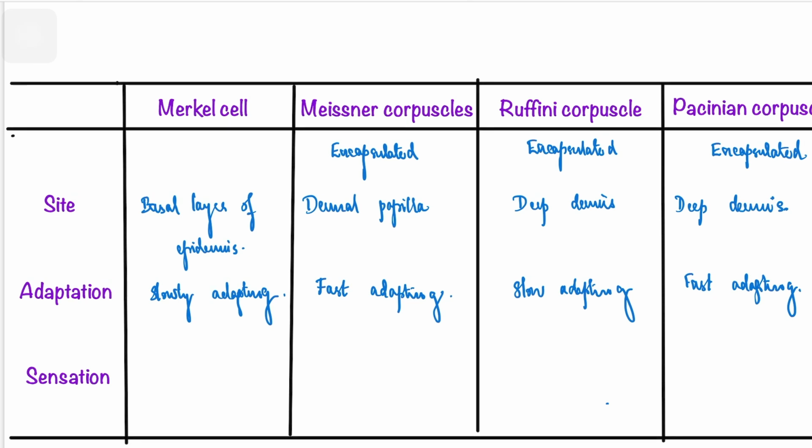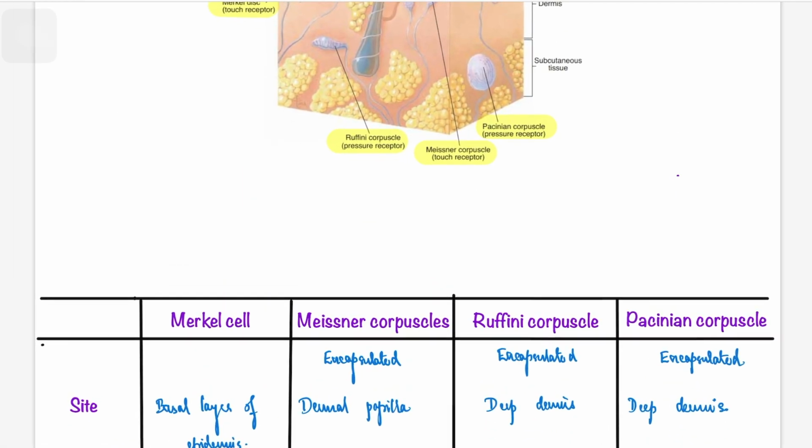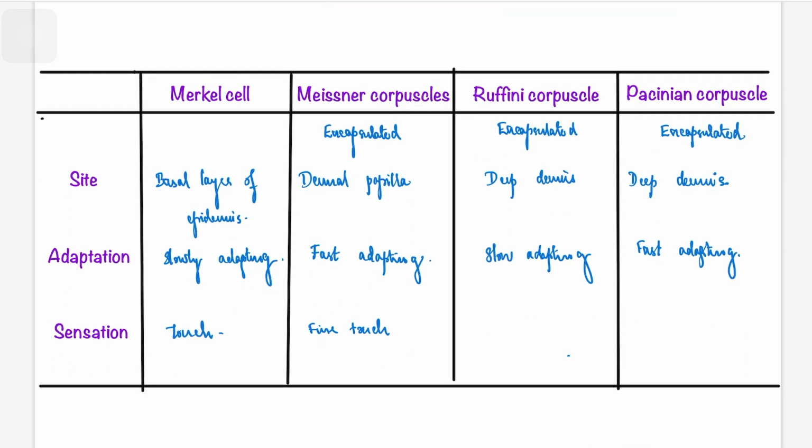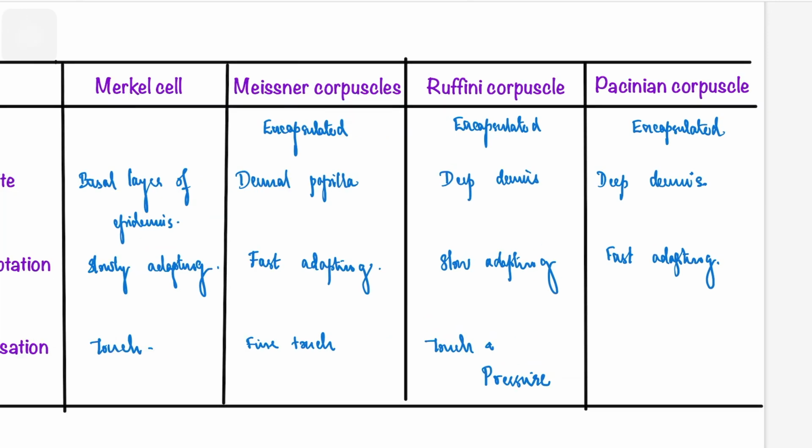So which sensation is mediated by these receptors? Merkel cells mediate the touch sensation. Meissner's corpuscles mediate fine touch. These are concentrated in the finger pads, so you are able to appreciate fine texture. So fine touch is mediated by Meissner's corpuscles, situated in the dermal papilla and concentrated in the finger pads. Ruffini corpuscles mediate touch and pressure, and Pacinian corpuscles mediate pressure and vibration.